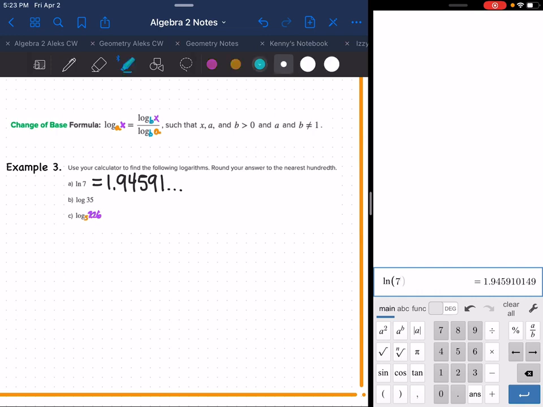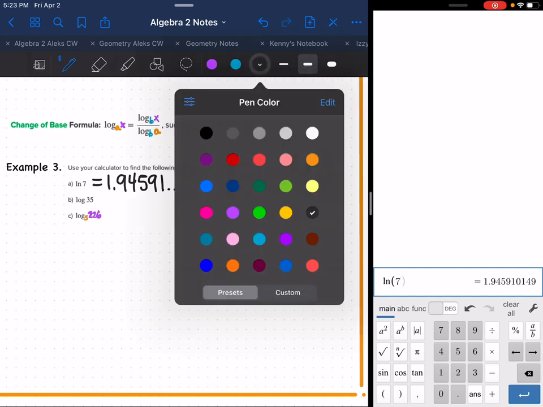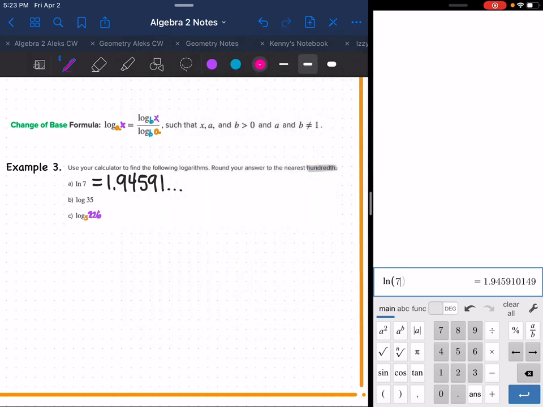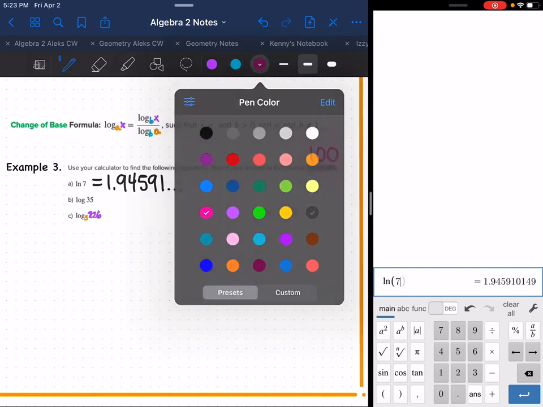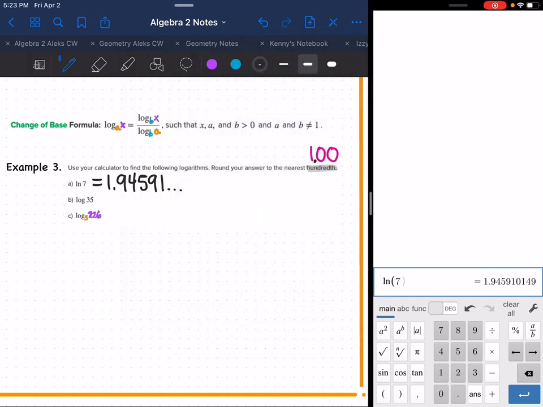They want me to round to the nearest hundredth. I don't know why it went gray on me. All right, so now I have to remember hundredth. How do I round to the nearest hundredth? So let's grab a color here. Whenever my decimal is 100, remember that your decimal part is right there. And that means that we need two numbers, 1, 2, after the decimal.